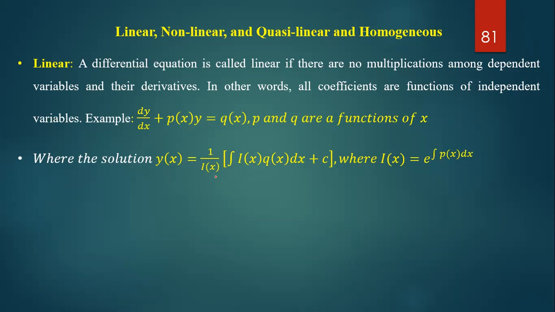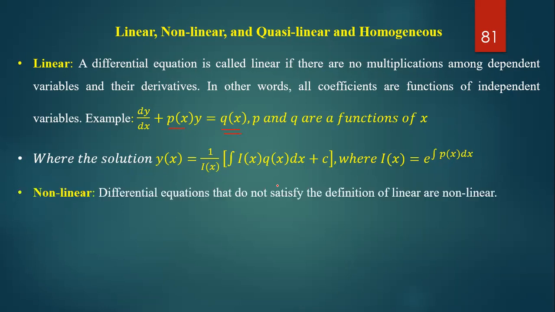Then we can solve this equation easily using this formula, considering the solution y of x equals 1 over I of x, where I of x is equal to e to the power of the integral of p of x. This p of x is the coefficient of y, and q of x is this term, so we can calculate it. So this is the linear type.